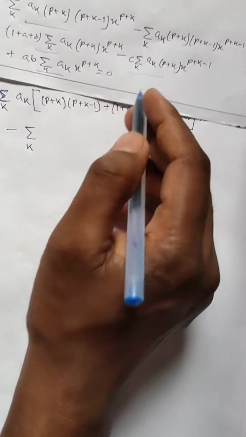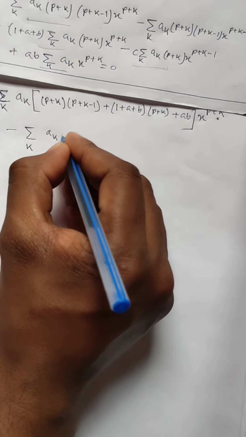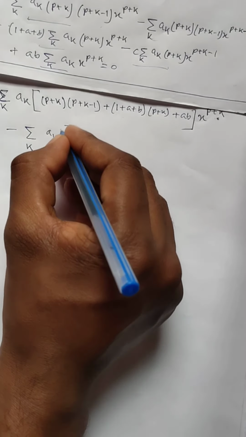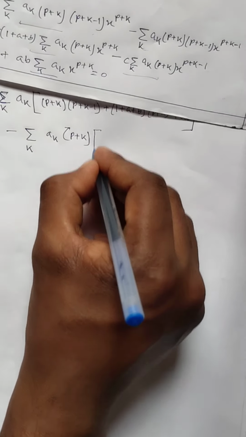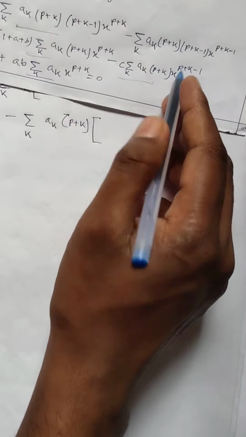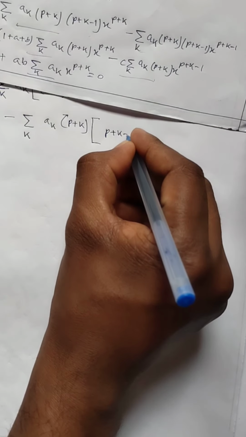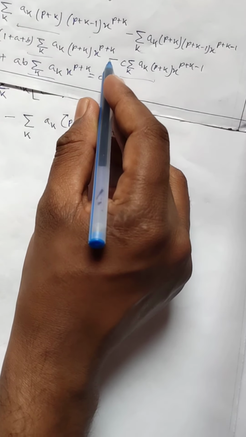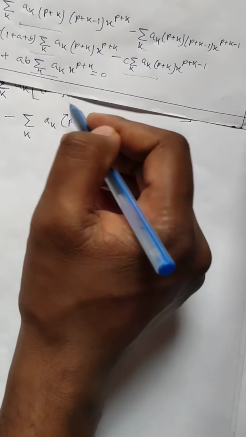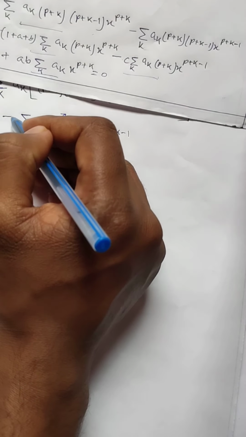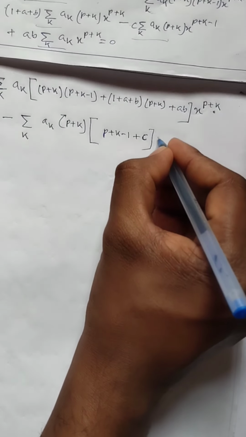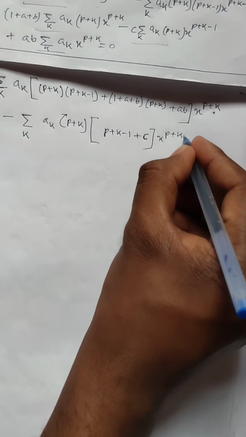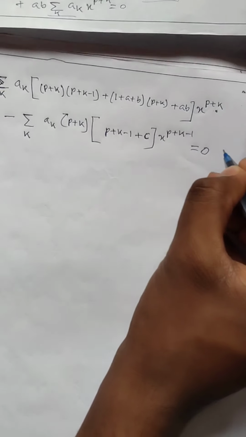Here also a_k will be common, and also p plus k common, then (p plus k minus 1), and this minus we already took common, so there will be plus c, and x to the power p plus k minus 1 is equal to 0.